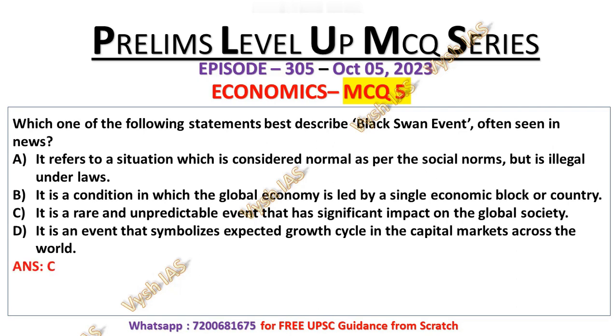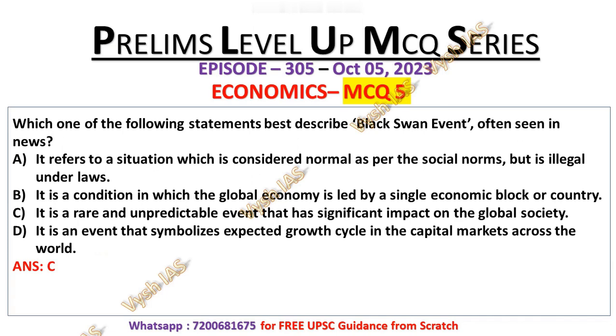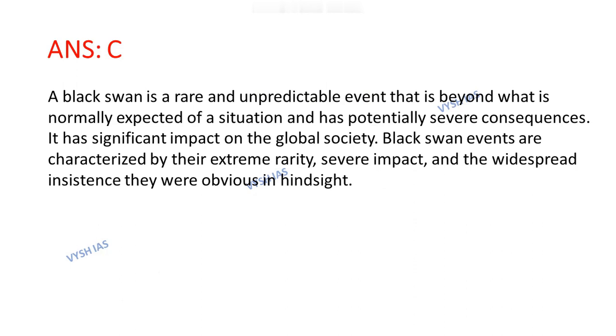Its correct answer will be option number C, that it is a rare and unpredictable event that has significant impact on the global society. Black Swan is a rare and unpredictable event that is beyond what is normally expected of a situation and has potentially severe consequences. It has significant impact on the global society. So the entire statement is written in a single statement in option number C. That's why option number C is the correct. Further explaining, Black Swan events are characterized by their extreme rarity, severe impact, and the widespread insistence they were obvious in hindsight.